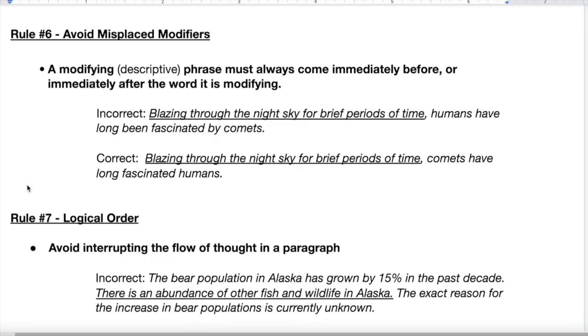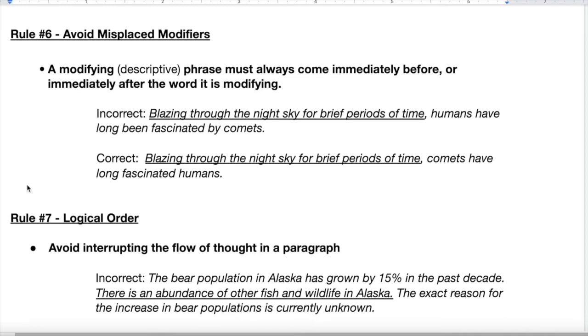And it's funny because a lot of students might read that sentence and think, I don't see anything wrong with that. That sounds good to me. But remember, the modifying phrase has to come immediately before or immediately after. In this case, it's coming before the word it's modifying. It's describing humans. The sentence structure in the incorrect example is suggesting that humans are blazing through the night sky for brief periods of time. Do you see that, Francisco?